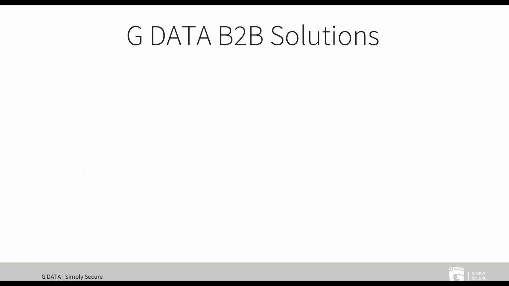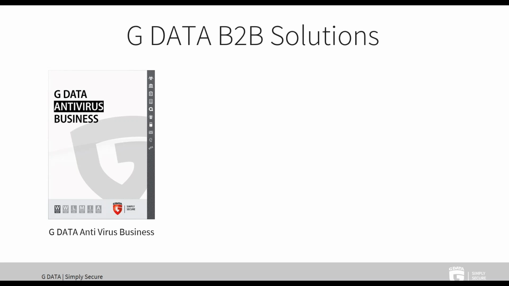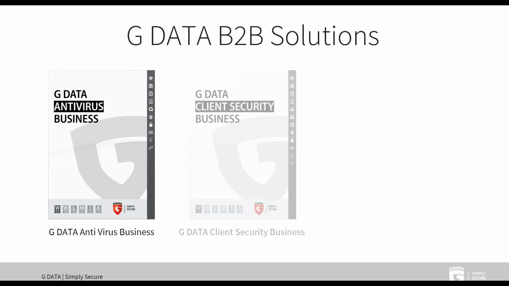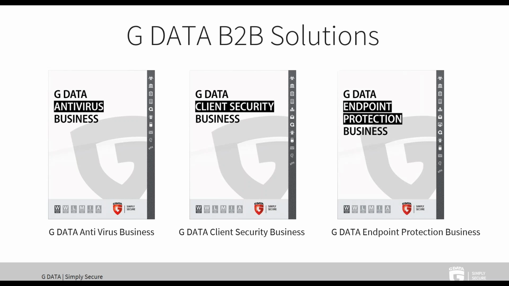Moving on to the next slide, I'm going to show you our GData business solutions. We have three different versions of our software. First one would be GData Antivirus for Business. Next up is Client Security Business. And last but not least, GData Endpoint Protection Business. I'm going to detail what the difference is between them, but only to show you the boxes of our products.